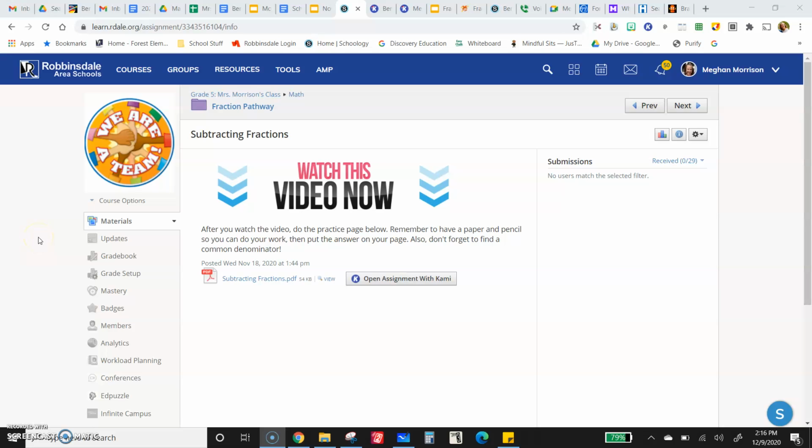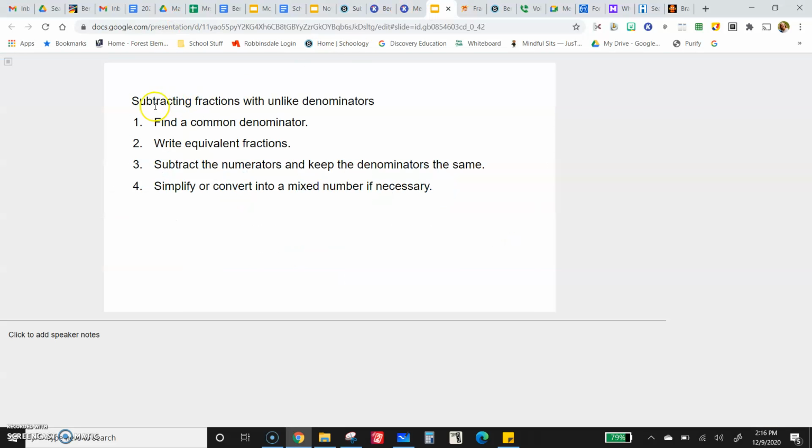All right, fifth graders, subtracting fractions. You will be happy or sad perhaps to know that the steps are almost identical to adding fractions. If adding fractions, we added the numerators, but other than that, it's exactly the same. We find a common denominator, we write equivalent fractions, we subtract the numerators this time, we still keep the denominators the same, and then we simplify or convert it into a mixed number if we have to.